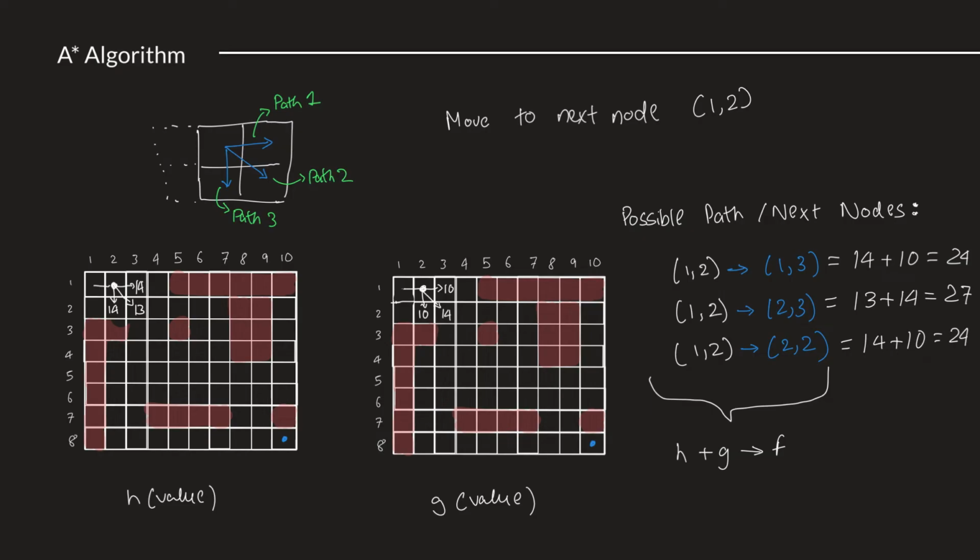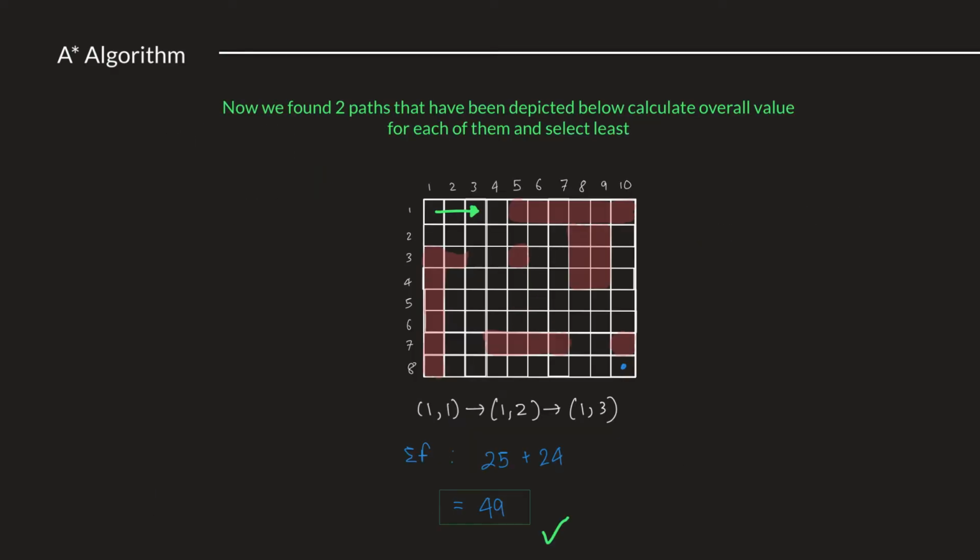So out of these guys, we again have to select the paths with the least f values, which would be path 1 or path 3, which has the f value of 24. So we could take either of these two paths, but not the second one. So now we have found two paths, and I'll show them below here, and we'll see the paths that we have taken and their total cost, the total f cost for traveling from 1 comma 1 to the next node and then to the third node, right? So our current path treads 3 nodes.